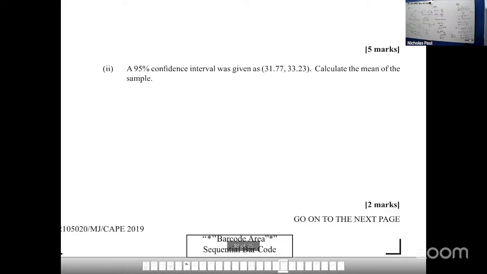You're done? When you subtract them, what do you get? When you add them, what do you get? You get 2 x bar. So 2 x bar is 3177 plus 33.23. So x bar is simply divided by 2. That's what, 65. Here we go. So that's what, 32.5? Yeah.